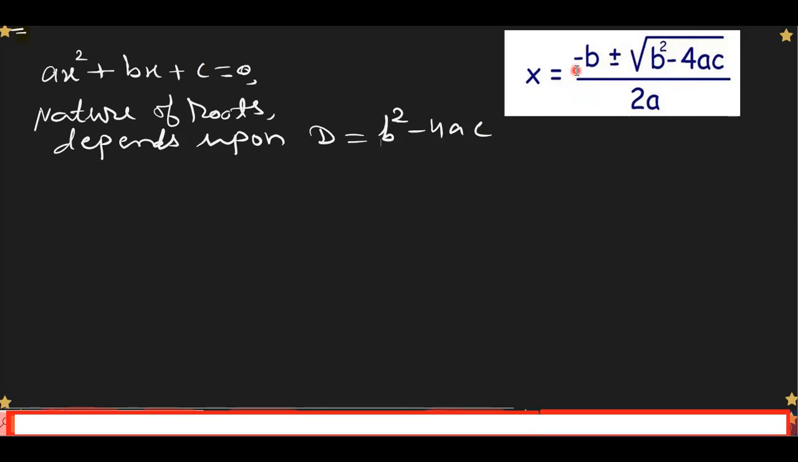x is equal to minus b plus minus square root of b square minus 4ac upon 2a.